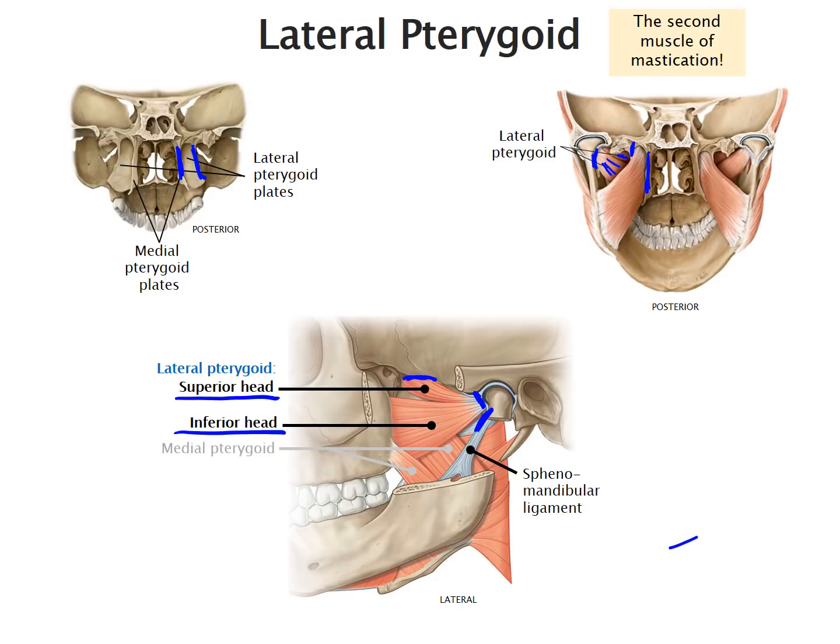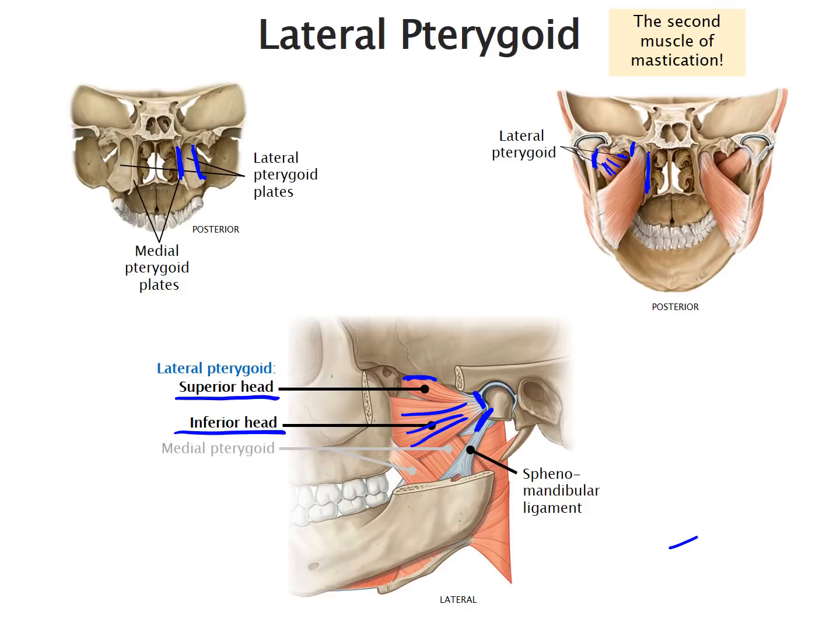Because of the very horizontal orientation of these fibers, especially of the inferior head, the lateral pterygoid muscle will act bilaterally to protrude the jaw. When contracting unilaterally, this muscle can also help to produce lateral movements of the jaw for grinding food.